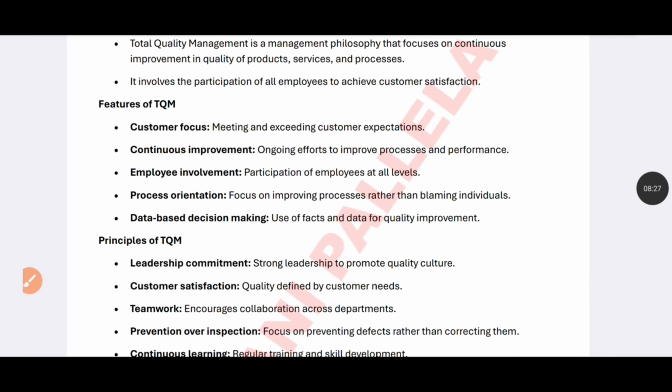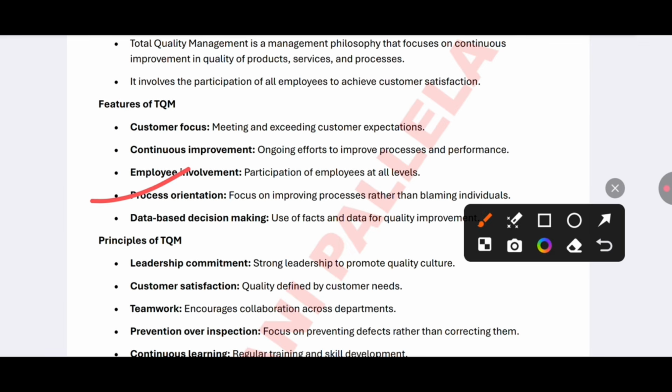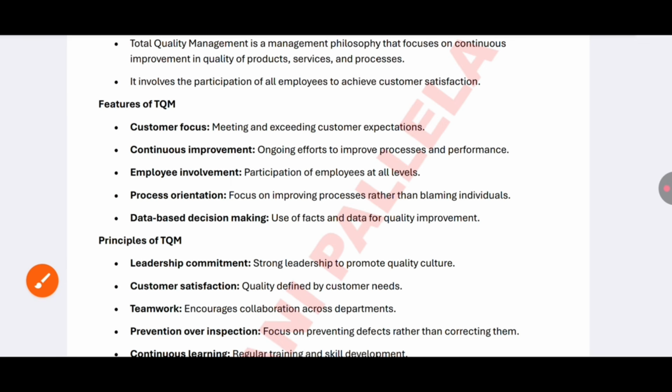Customer focus is one of the main features. You need to focus on the customers. Continuous improvement will be there. Employee involvement will be there, whether the employee is participating in all the activities or not. Process orientation will be there, and data-based decision making is also there. Using the data, using the facts, you are taking the appropriate decisions.